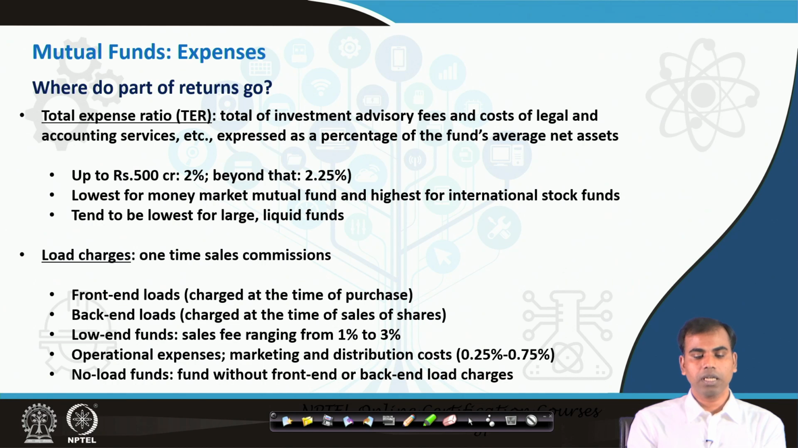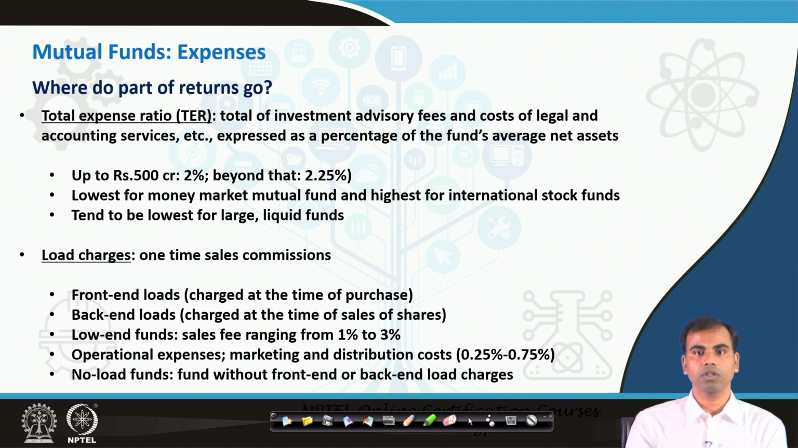Typically, in India, the scenario is that up to 500 crore rupees, the total expense ratio is going to be 2%, and if the mutual fund has more than 500 crore rupees of assets, it is going to be fixed at 2.25%. It is lowest for money market mutual funds.